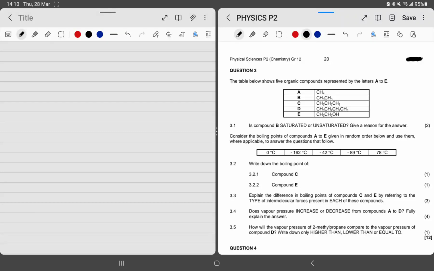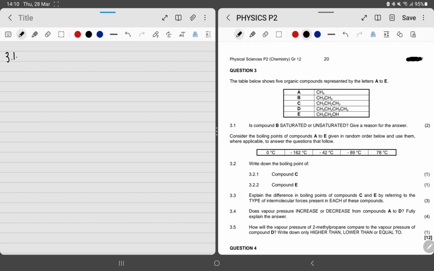The diagram below shows 5 organic compounds represented by the letters A to E. 3.1. Is compound B saturated or unsaturated? Give a reason for your answer.